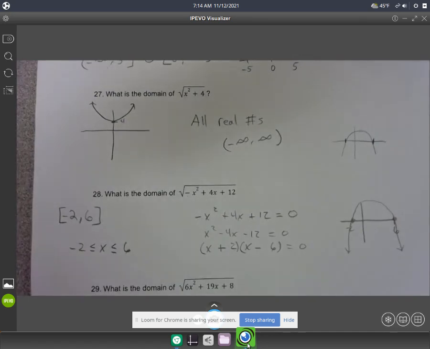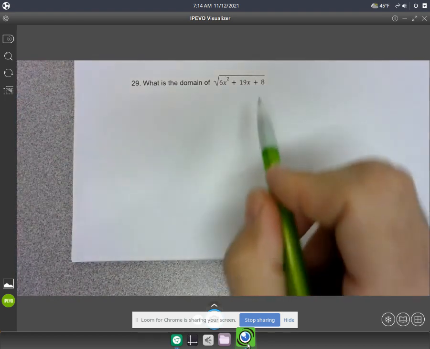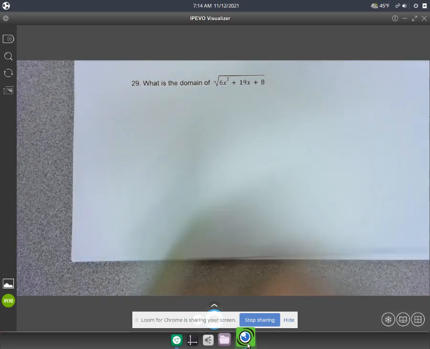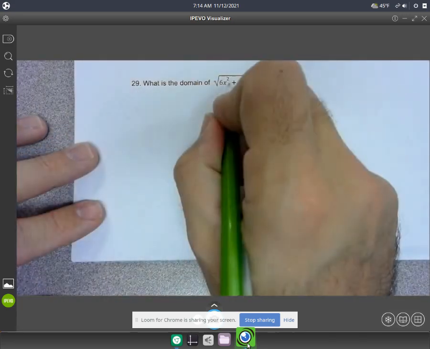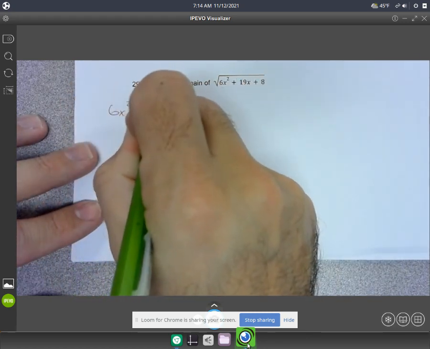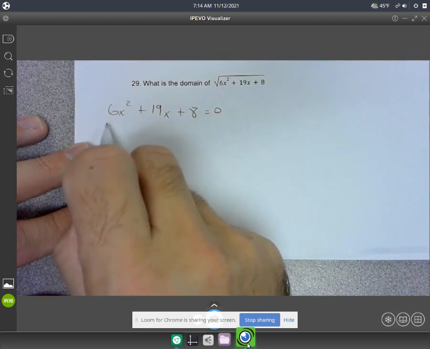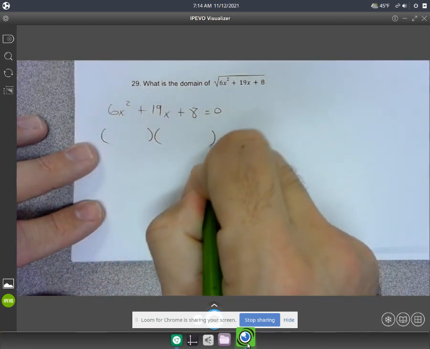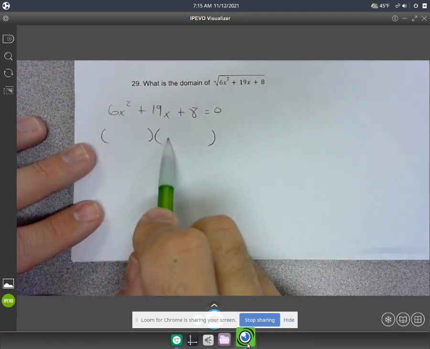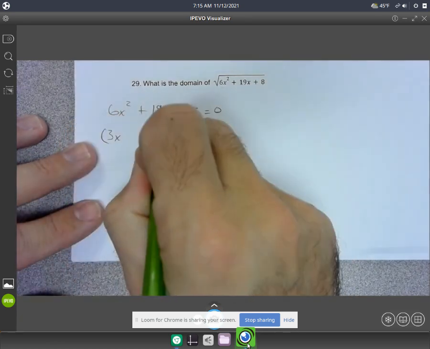Let's go ahead and do that for number 29. Okay, let's see what happens on this one. Boy, I sure hope this one's factorable. Yeah, it is factorable. All right, of course, you could graph it in your calculator. I'm just going to set it equal to 0 in order to find the x-intercepts. So when I go to factor this thing, it could be a 6x and a 1x, or it could be a 3x and a 2x. I believe that it's going to be a 3x and a 2x.